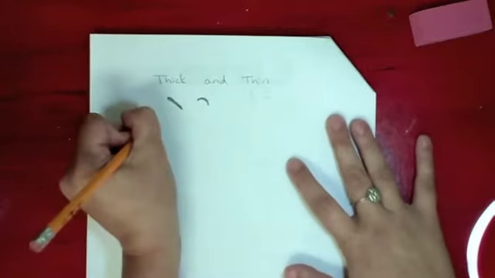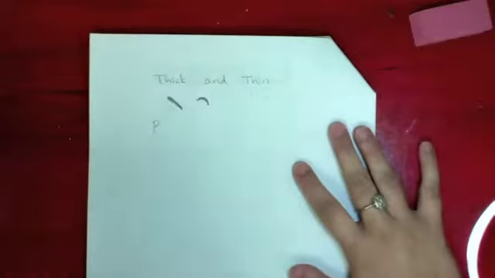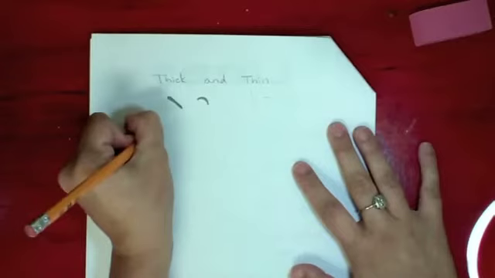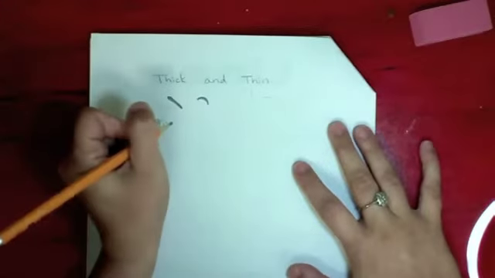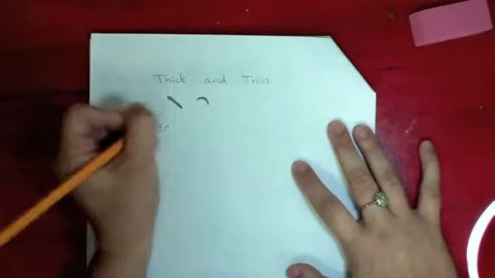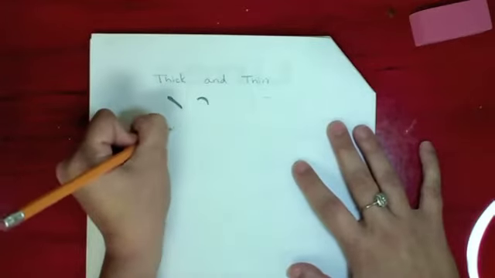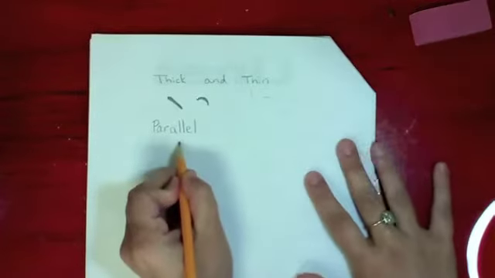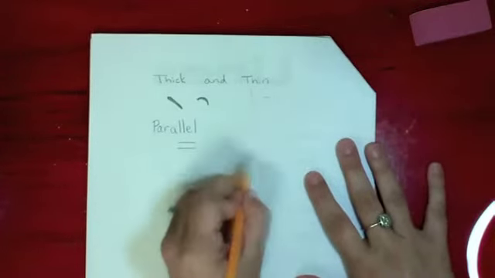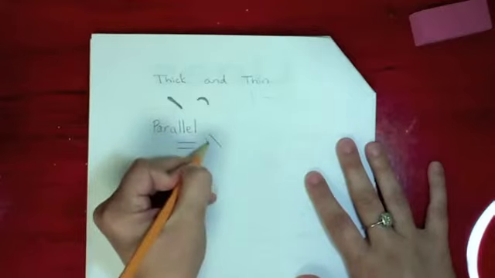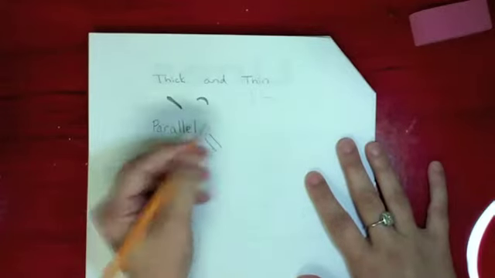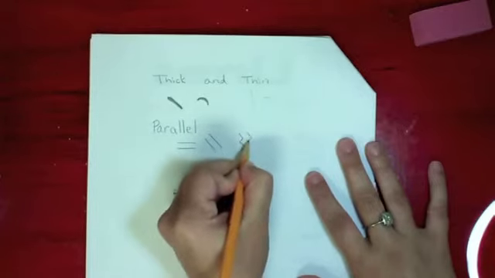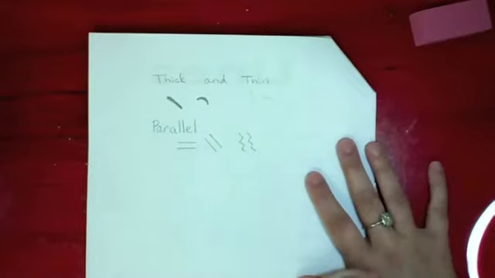Now the next thing is parallel. And these are two lines that are going in the same direction. They never get closer together or farther apart. They don't have to be straight lines. These two zigzag lines are parallel.